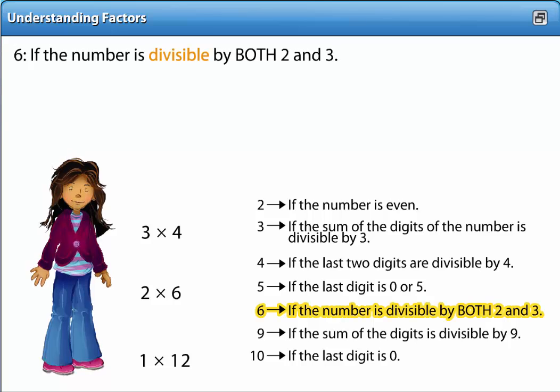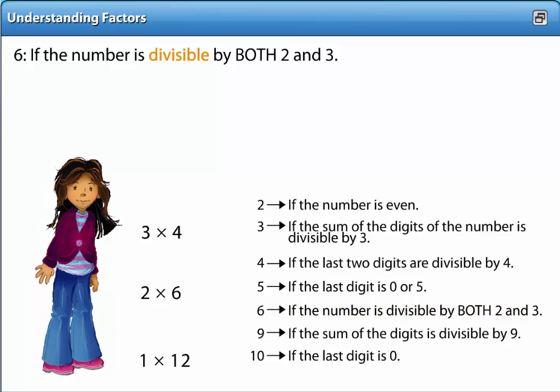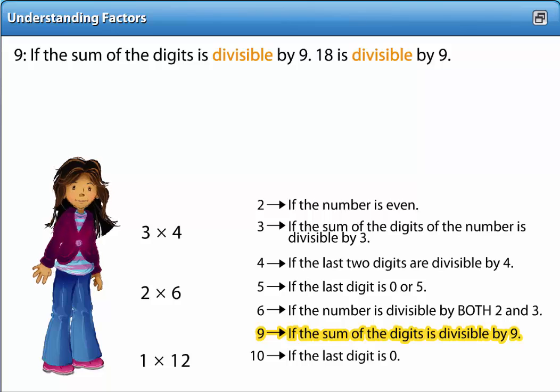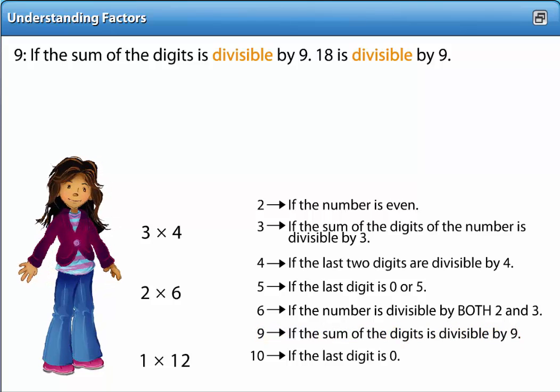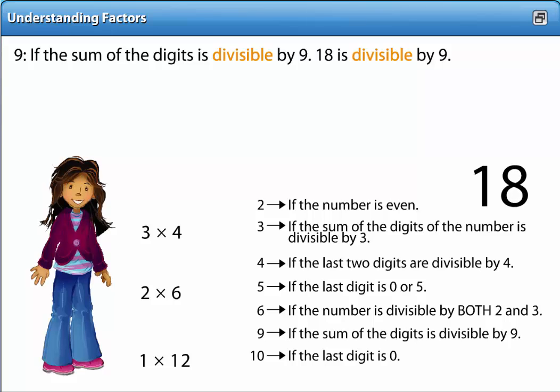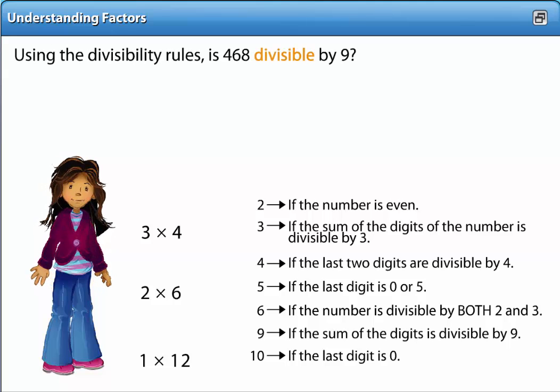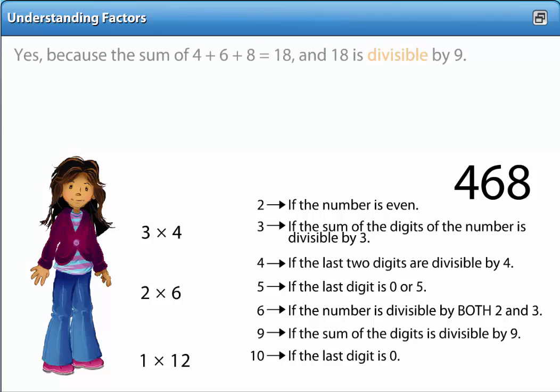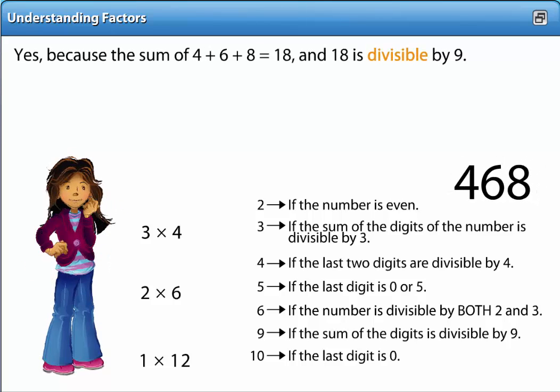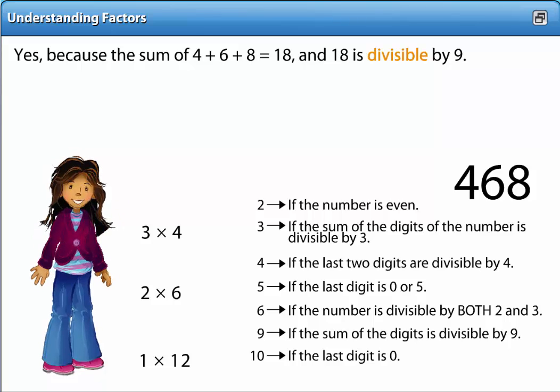6. If the number is divisible by both 2 and 3. 9. If the sum of the digits is divisible by 9. 18 is divisible by 9. 10. If the last digit is 0. Using the divisibility rules, is 468 divisible by 9? Yes, because the sum of 4 plus 6 plus 8 equals 18, and 18 is divisible by 9.